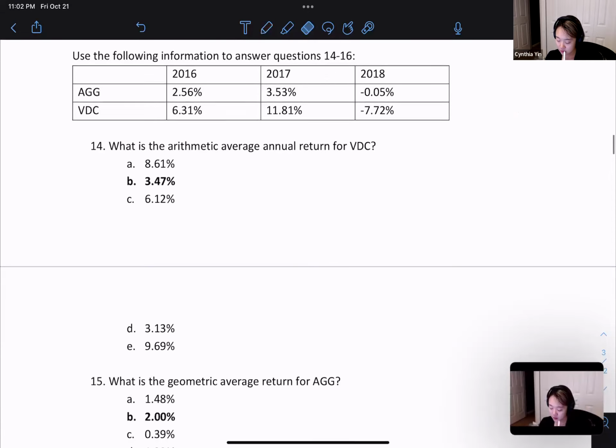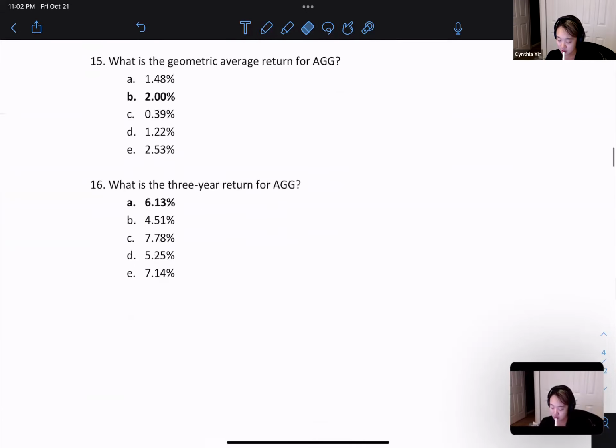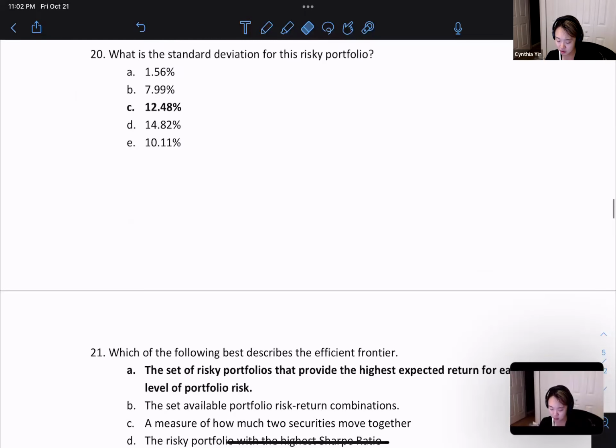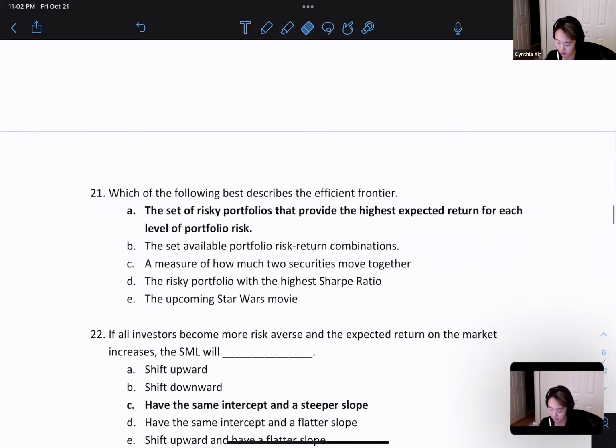14, I covered. 15, I covered. 16, I covered. And 17, 18, I also covered. I remember we stopped at 25, right? Somewhere.